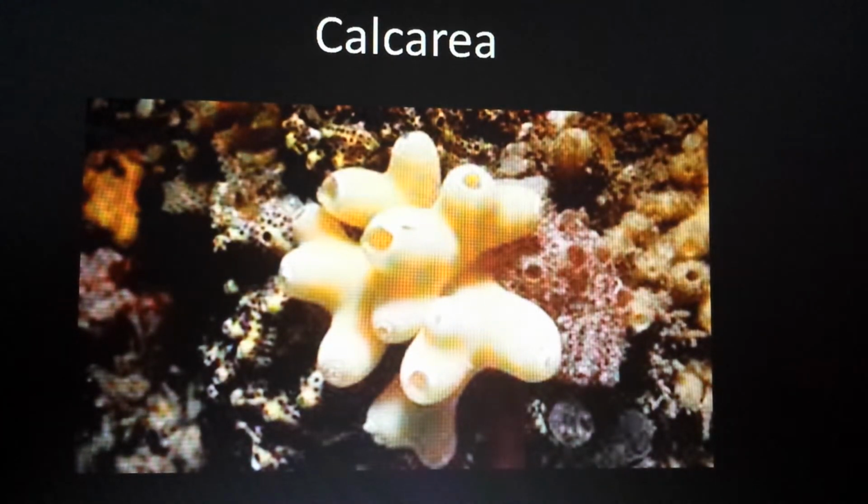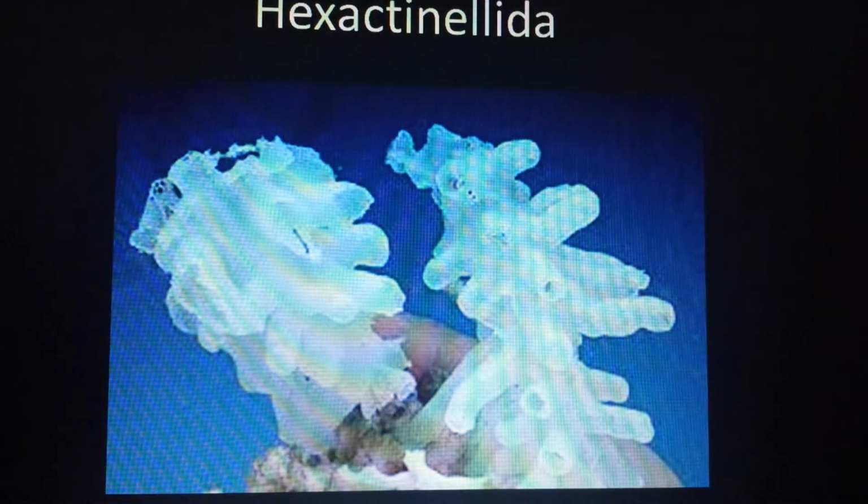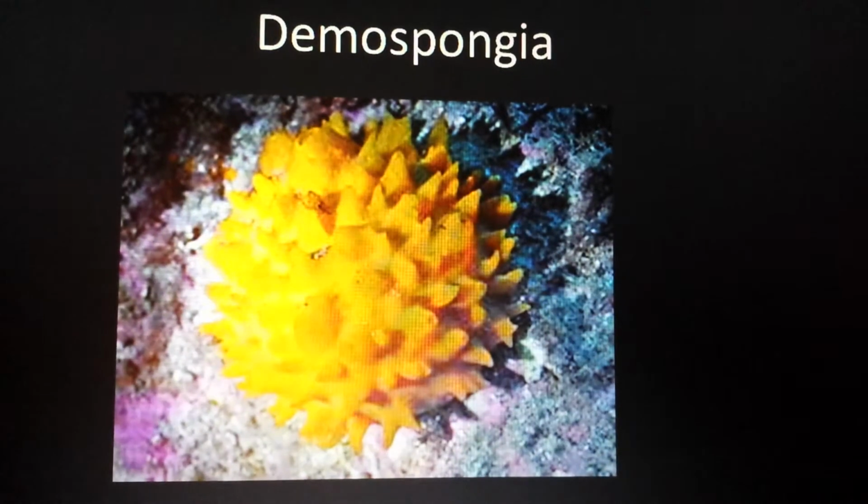There are three classes of sponges we learned. Calcarea, which has calcium carbonate spicules. Hexactinellida, which has 6-rayed silica spicules, often called the glass sponge. And Demospongiae, which has 4-rayed silica spicules and contains the freshwater sponge and the common bath sponge.